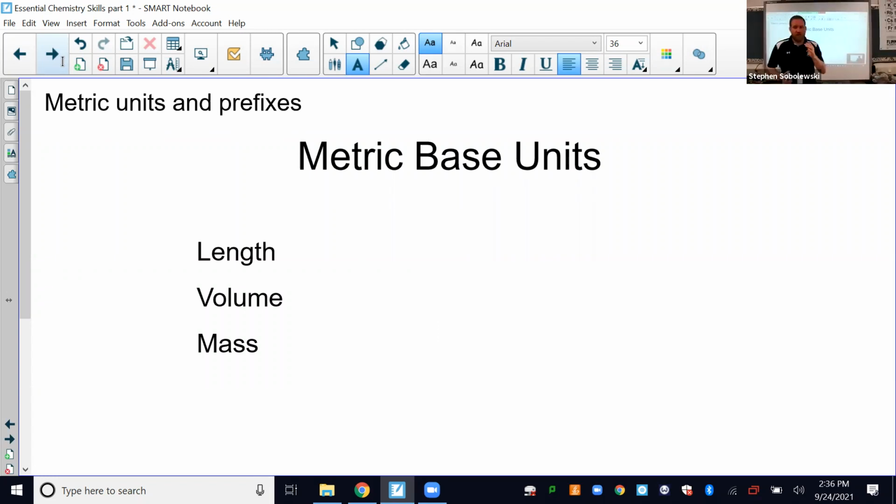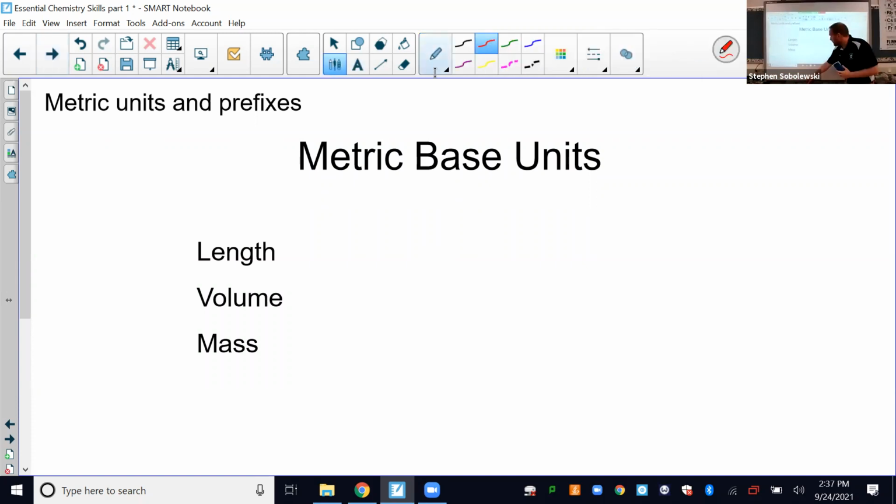It consists of a base unit and a prefix, if applicable, or just a base unit. Let's talk about what these base units are. The base unit for length in the metric system is the meter.